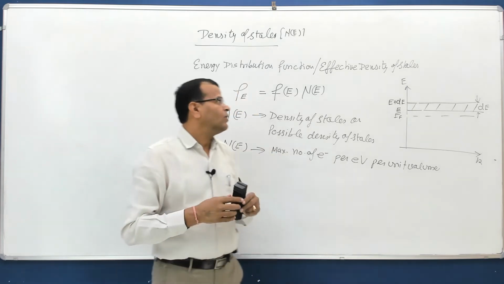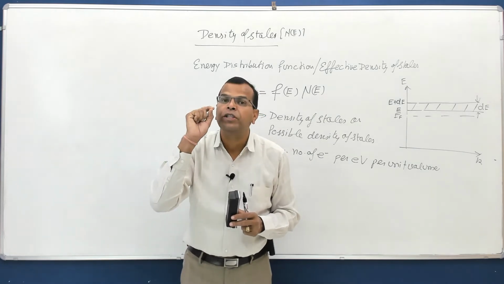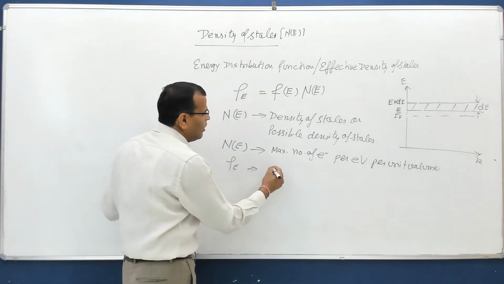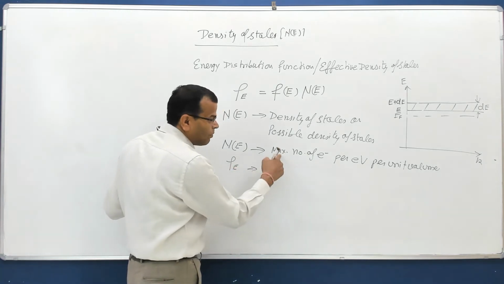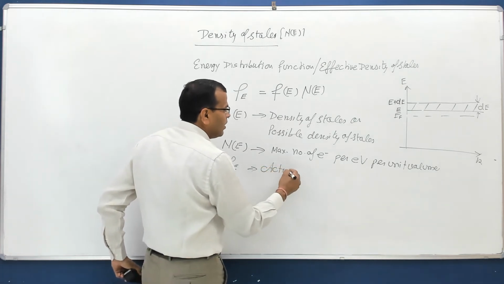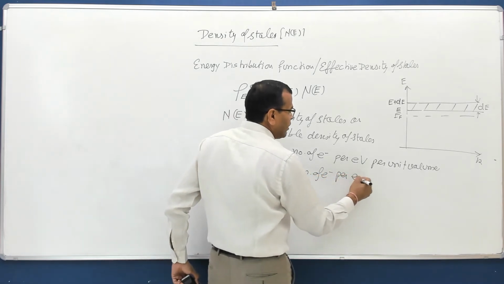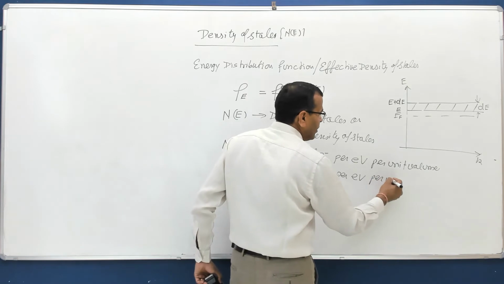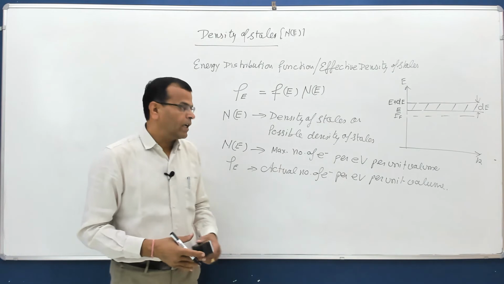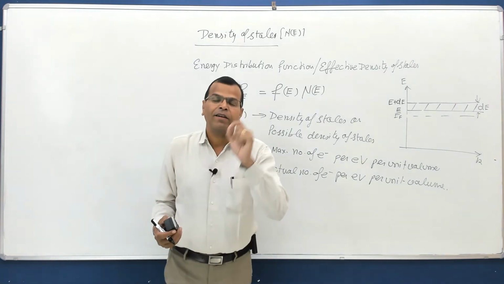Now let us talk about the effective density of states. Sometimes we call it energy distribution. This effective density of states is the actual number of electrons per electron volt of energy per unit volume. Let us understand the meaning of this again. Here it was the maximum possible. Just try to understand.